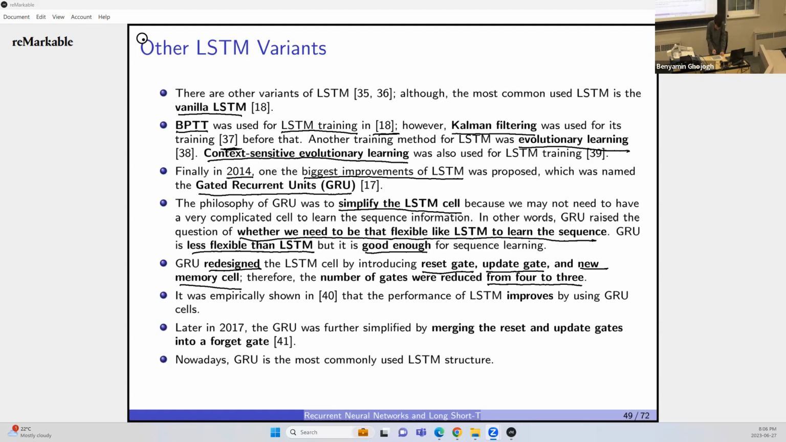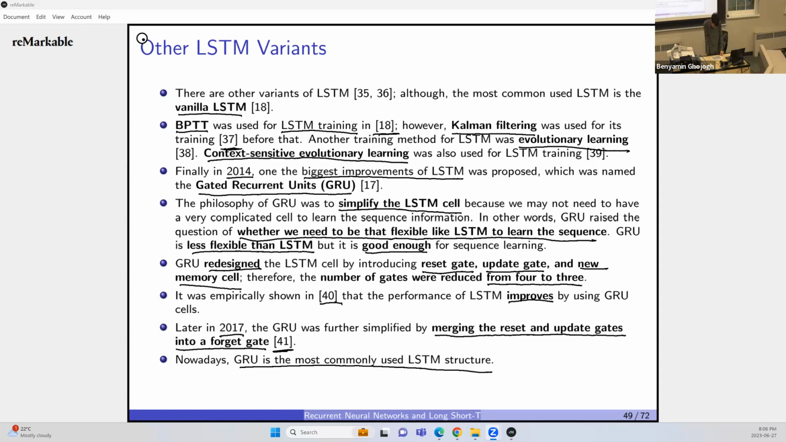It was empirically shown in reference 14 that the performance of LSTM improves by using GRU cells. Otherwise, their paper would be rejected, right? Later in 2017, the GRU was further simplified. So this is the second version of GRU in 2017, reference 41, by merging the reset and update gates into a forget gate. So people were just playing around with the gates in order to have new papers, right? So nowadays, GRU is the most commonly used LSTM structure.